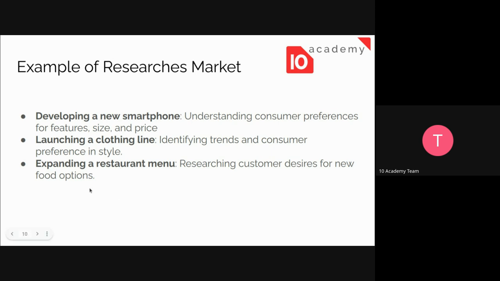The last example is extending a restaurant menu, where we will be researching customer desire for new food options. It is the same thing. We will go through the process you have seen so far to be able to do this kind of market research.